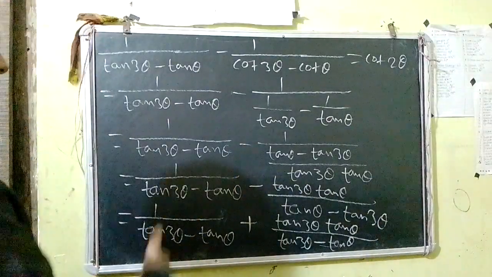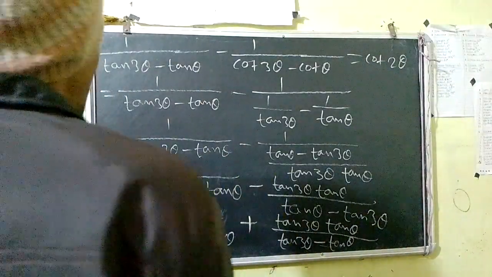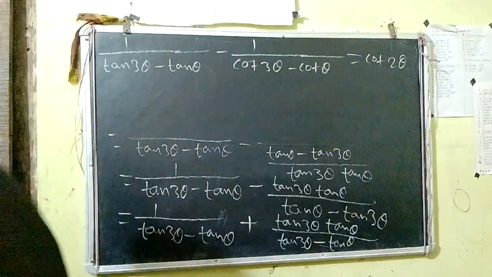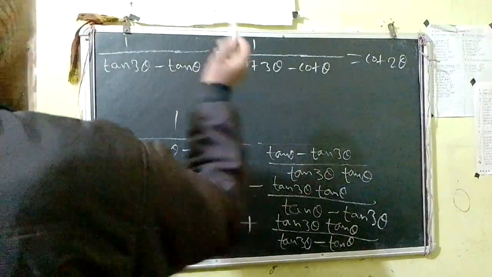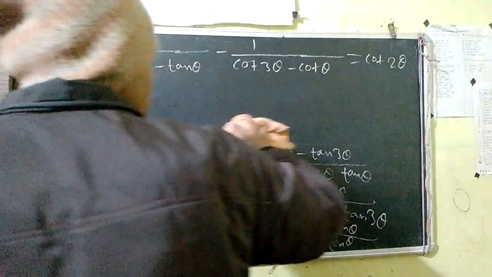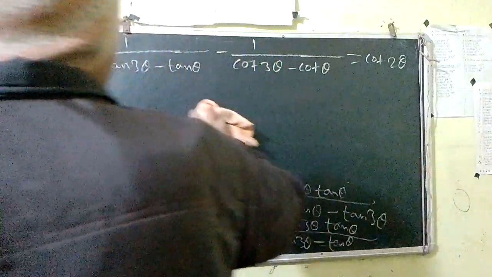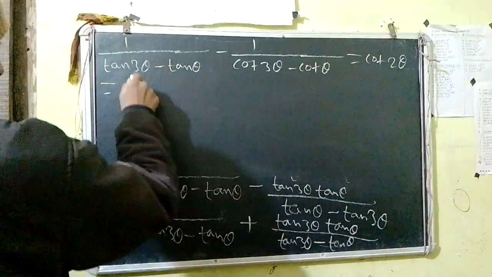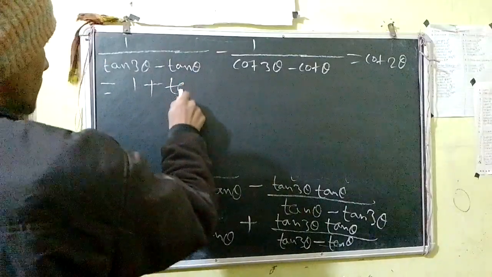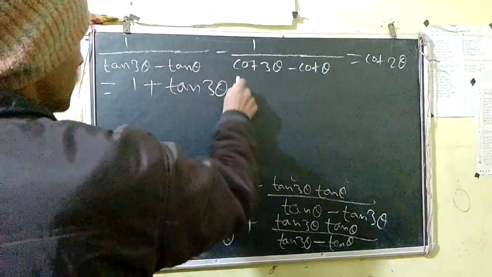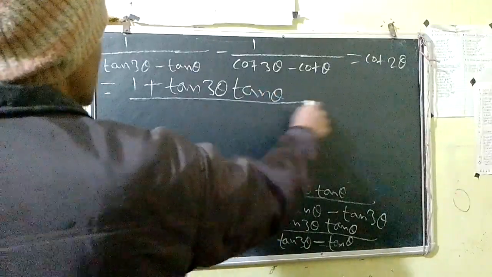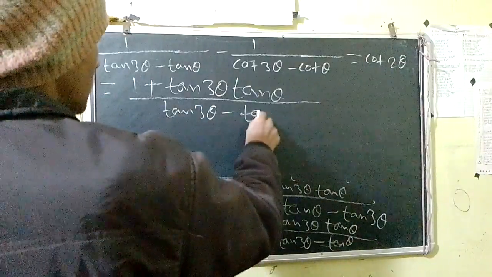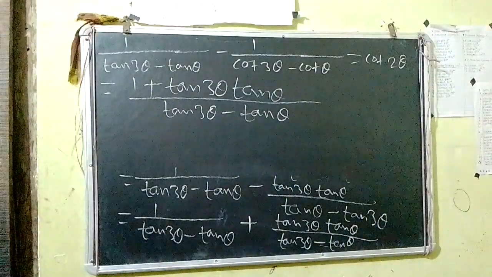So pause this video if you want to note this down. But now it's time to write it up. This can be written as 1 plus tan 3 theta tan theta, divided by tan 3 theta minus tan theta.